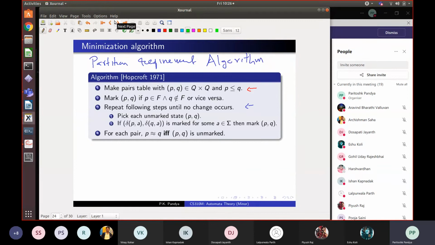Any questions about the algorithm? We'll do a couple of examples today so that this gets formed up in your mind. This is the algorithm for detecting which pairs of states are equivalent, and this was given by Hopcroft in 1971.